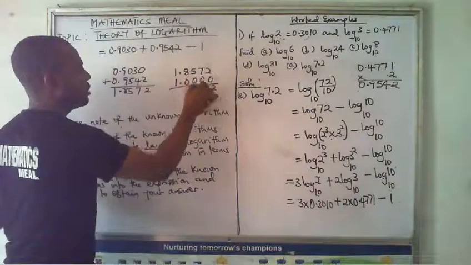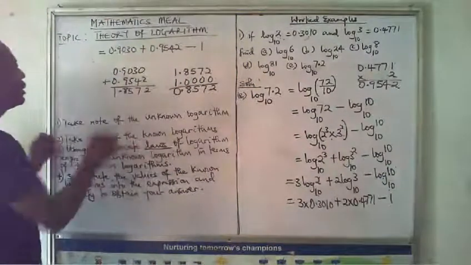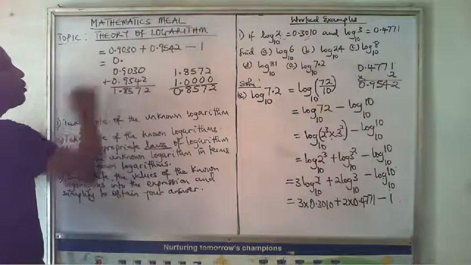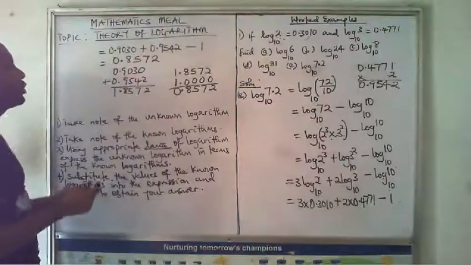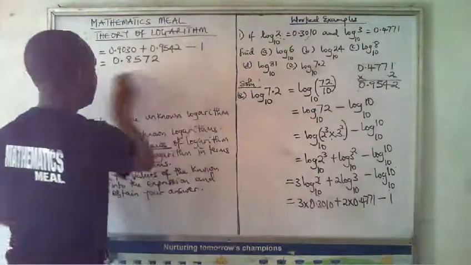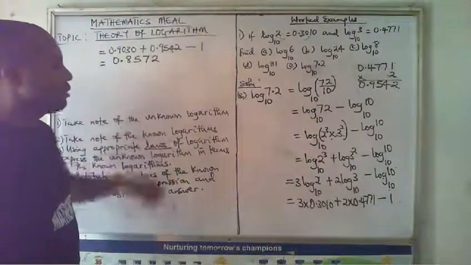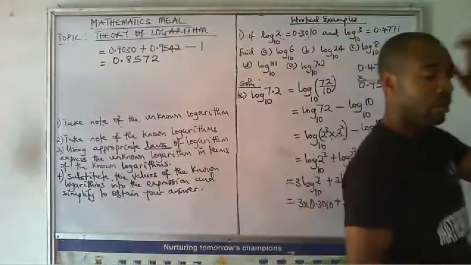I have 2, 7, 5, 8, 1 minus 1 is 0. So the whole of this reduces to 0.8572. That's what it will reduce to. So anybody can now do this. Once you're able to arrive here, you have your calculator that you can use to punch that. Okay, so far so good.